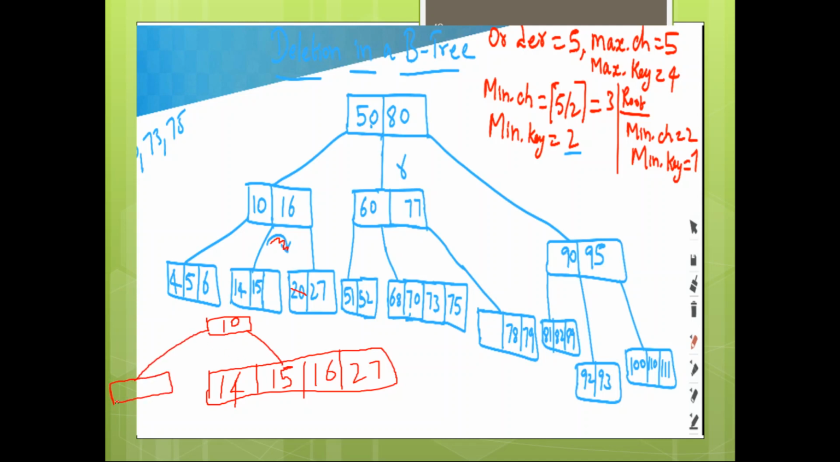Now after deleting, you have to check whether the parent has become deficient or not. In this case, yes, the parent has become deficient, because it is supposed to have a minimum of 2 keys and it has only 1 key. So this deficiency should be removed. Can it borrow from the nearest sibling? It has only a right sibling. No, it cannot borrow, because that also has only the minimum keys. So again we have to go for merging.